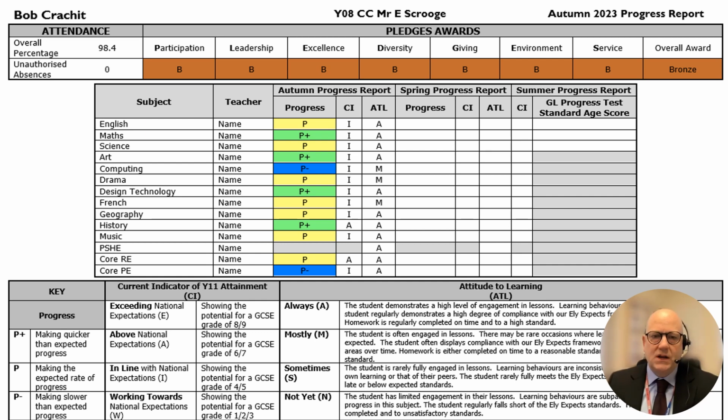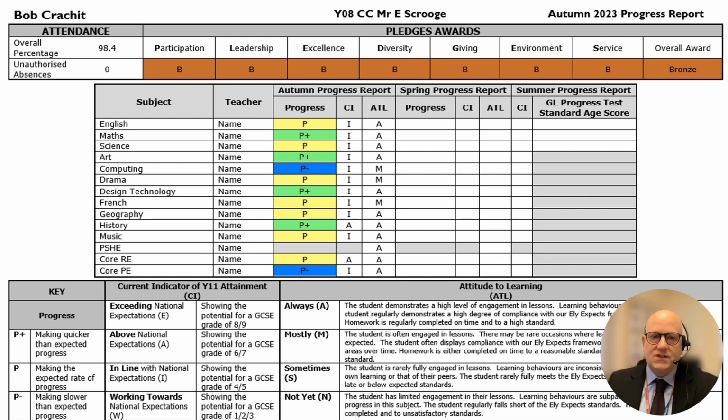Just to give you an idea as well about the current indicator, what we're looking at here is for this student in particular, we've said that they're in line with national expectations, and we get that information from their prior attainment, the assessments and tests they've sat previously. What this means at the moment is that this child is showing the potential for a GCSE 4 or 5. Now, big caveat warning, that doesn't mean that the child is going to get a 4 or 5 or can only get a 4 or 5. This is just an idea at the moment of the range and potential that this child is showing. We don't really start looking at setting GCSE targets until Year 9.